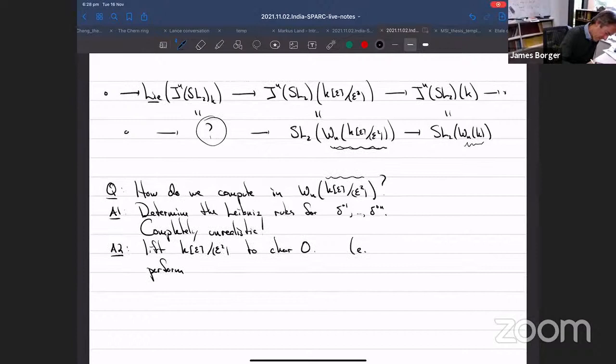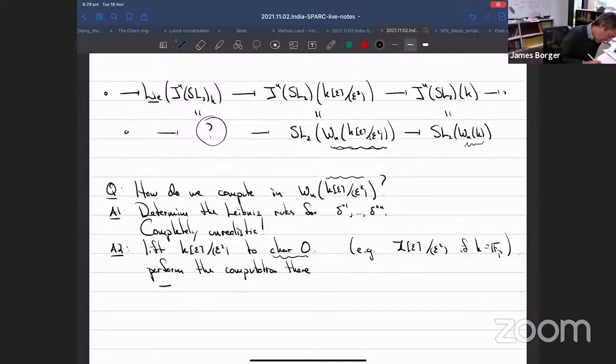So we might lift it to something like this ring, if K is F_p. And when I say characteristic 0, I mean p-torsion free is what I really mean. And so now you perform whatever computation you want to do there. And the key point is this is much easier in characteristic 0.